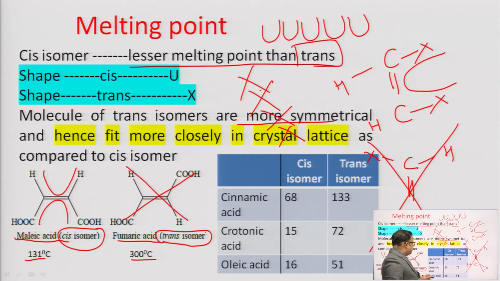And in support there are some more examples. Cinnamic acid, cis isomer is having 68 degree melting point, trans isomer is having 130 degree melting point. Similarly, crotonic acid, cis isomer is having 15 degree melting point, trans isomer is having 72. Oleic acid 16 degree for cis isomer and 51 for trans isomer.